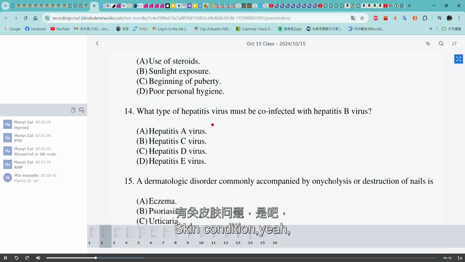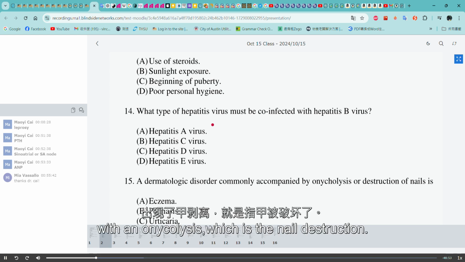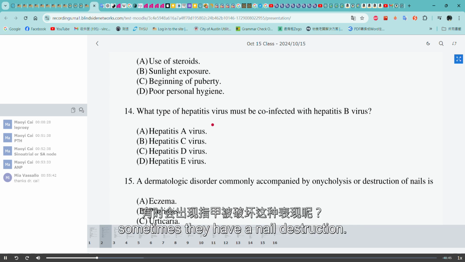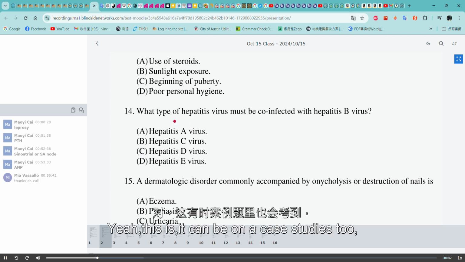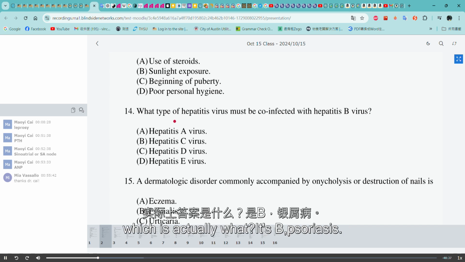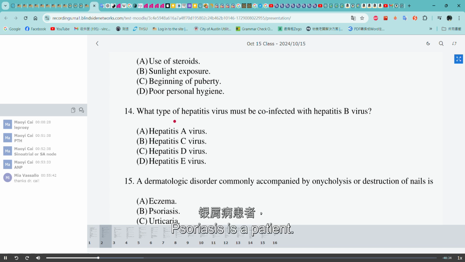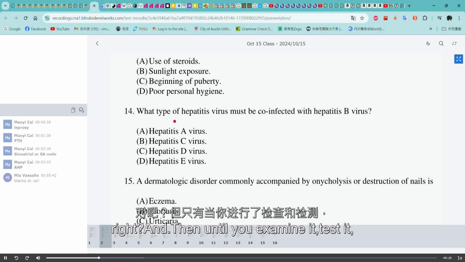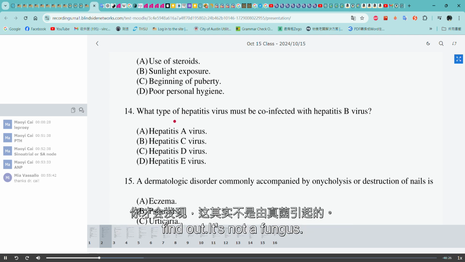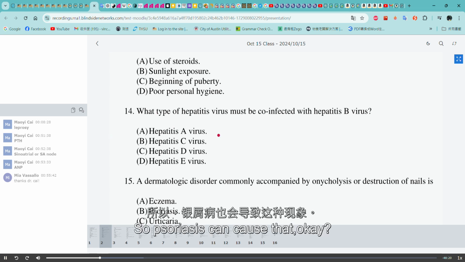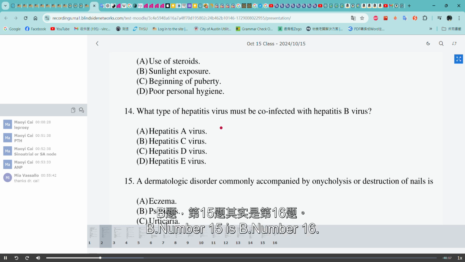15, skin condition with onycholysis, which is nail destruction. So what diseases? Skin disease sometimes has nail destruction. Yeah, it can be on case studies too, but this is a simple statement, which is actually B, psoriasis. In psoriasis patients, sometimes the nail gets destroyed, and then you may think it's a fungal infection, right? Until you examine and test it, and find out it's not a fungus. It's because of psoriasis. Okay, it's an autoimmune condition. Number 15 is B.